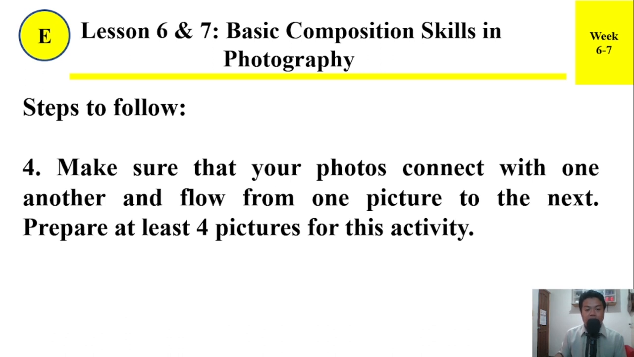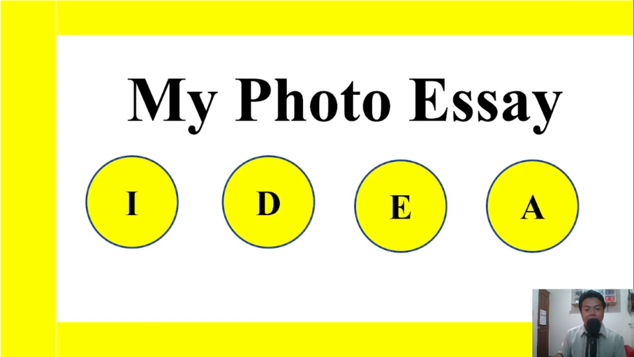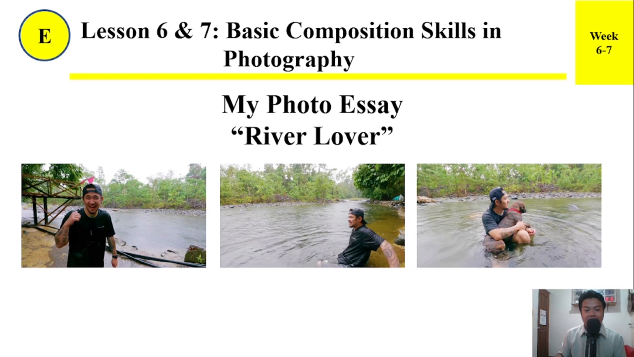Number 4, make sure that your photos connect with one another and flow from one picture to the next. Prepare at least 4 pictures for this activity. Number 5, start doing your caption or text for the series of pictures you took. Number 6, give a title to your photo essay. My photo essay. The title is River Lover.